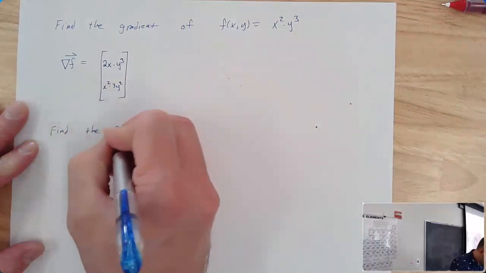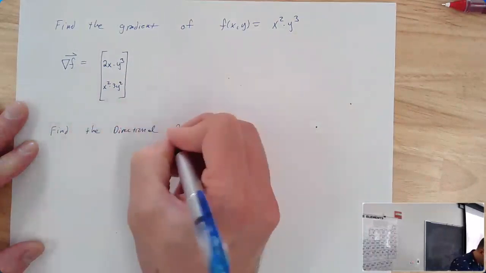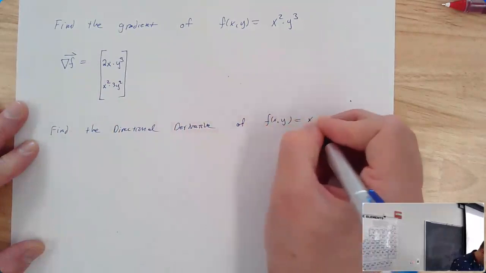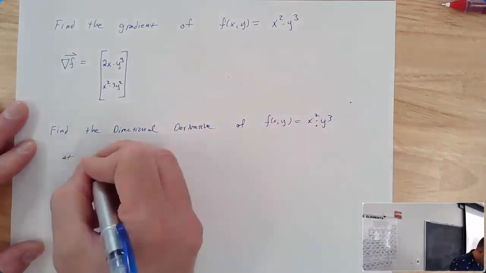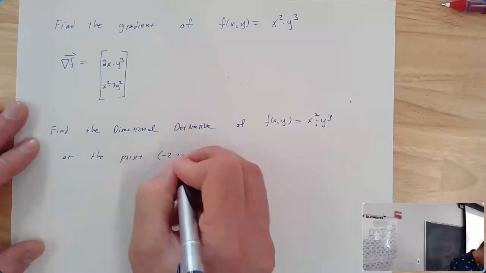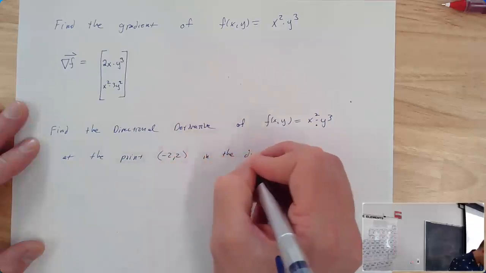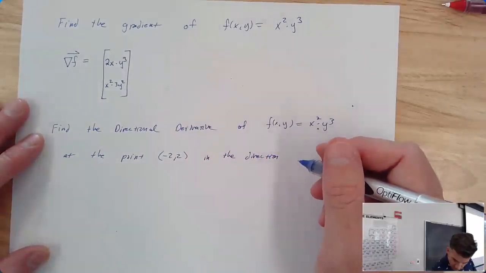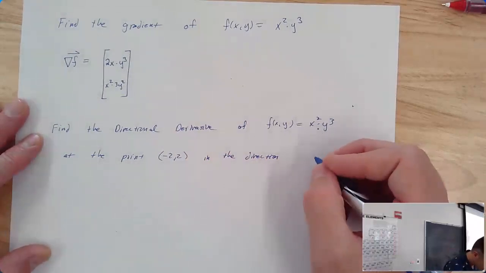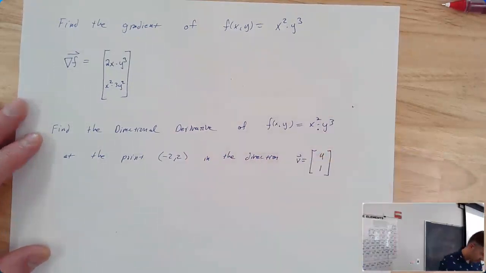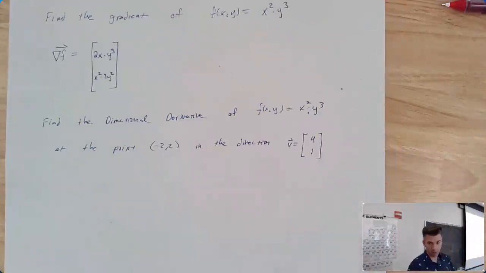All right, now I want you to find the directional derivative of this function f of x, y equal to x squared times y cubed at the point -2, 2 in the direction, I'm going to make it kind of not pretty here, 4, 1. So I want you to do all the things. Go.